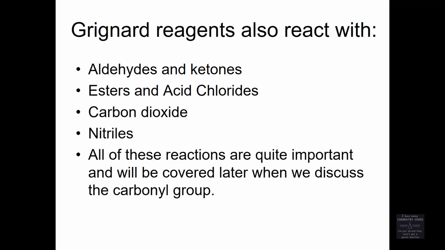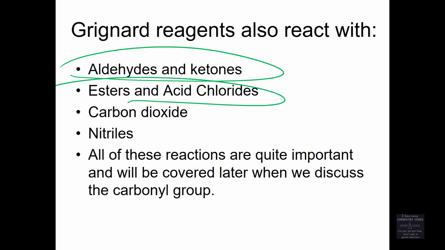All right. Grignards, we talked about how to make them. We got to remember how to make them. But Grignards can react with a ton of things. Aldehydes and ketones, that's unit 3. Esters and acid chlorides, that's unit 3. Carbon dioxide, that's unit 3. Nitriles, that's unit 3. All of these things will be covered in unit 3, but we're talking about how Grignards react with epoxides for now.